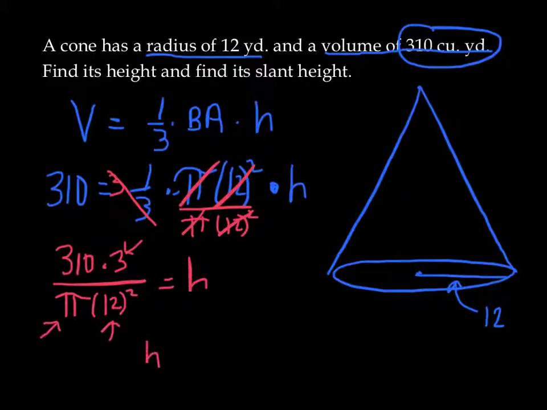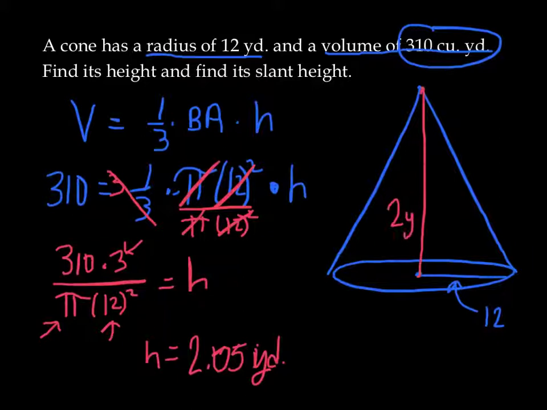Okay, if you do all that, you'll end up with some kind of height value. Let's see, if we type it in, we get what? So 310 times 3, and all that divided by pi times 12 squared. And that gives me a height of 2.05 inches. Or sorry, yards.